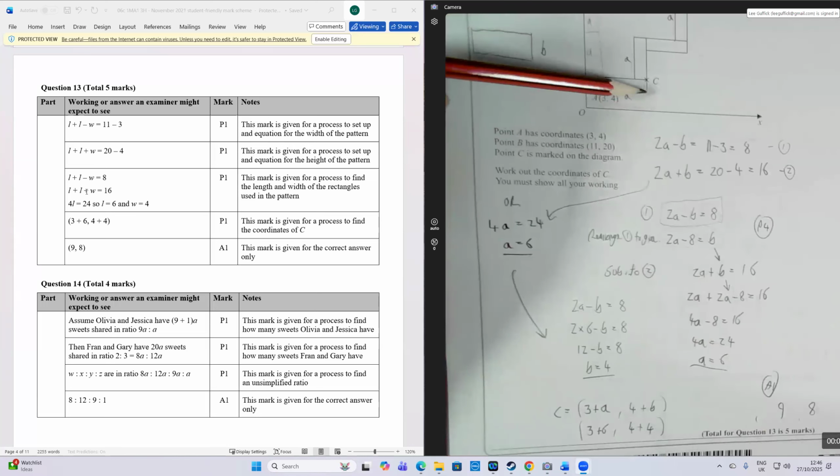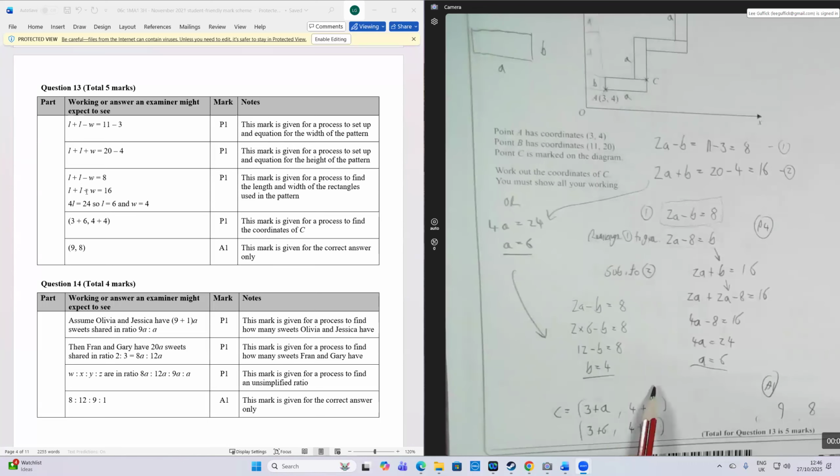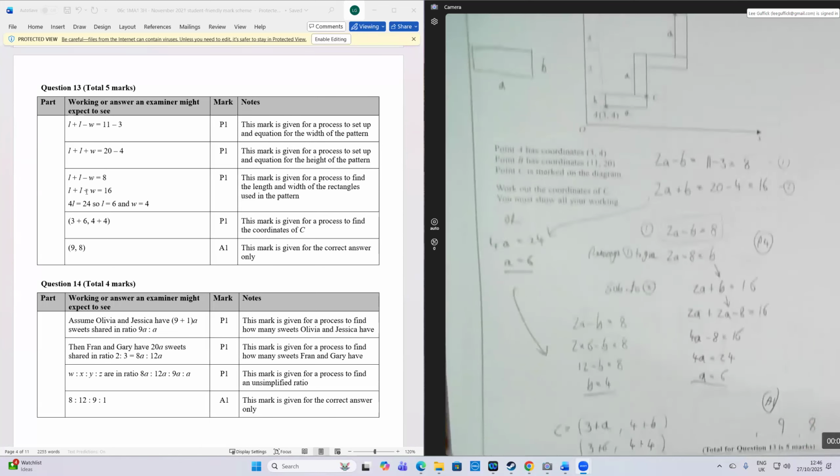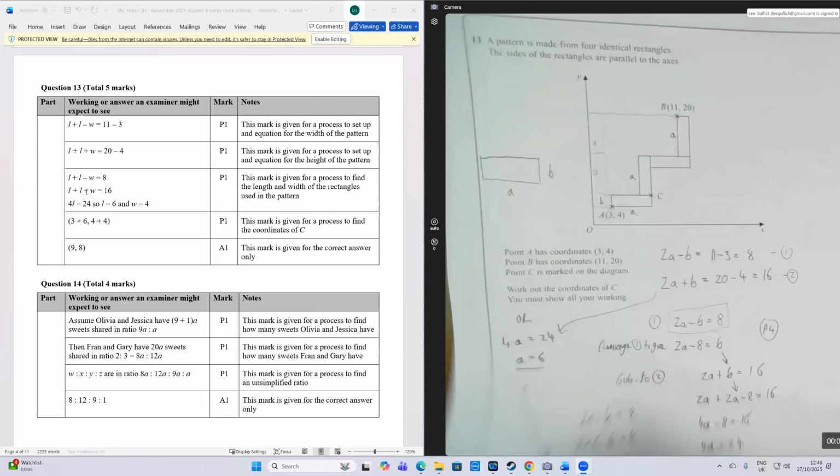Well, it's just going to be one lot of B. So it's going to be 4 add B, because we just said 4 and we go up by B. And we know that B is 4, so it's going to be 4 add 4, so it's 8. So the coordinates of the point C are 9, 8. Quite a nice little question, that one.